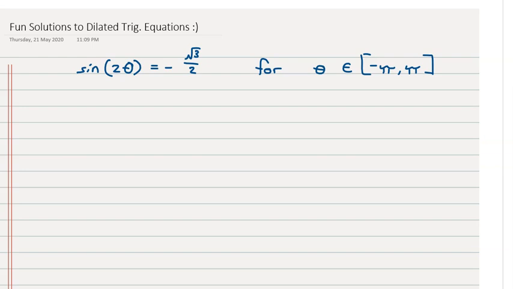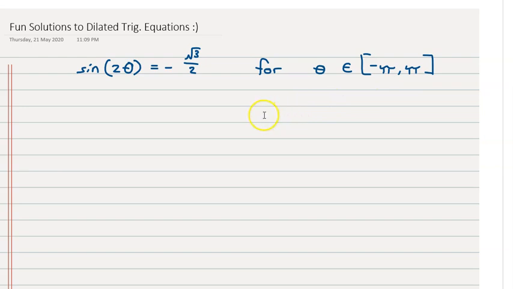In this video, we're going to have a look at how we can solve the values of theta for functions that have undergone period dilation. So considering this example here, we've got sine of 2 theta equals negative root 3 over 2, and we want to find all of the values for theta here over a domain of negative pi and pi.